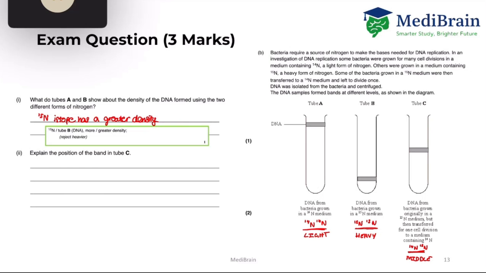We can say that DNA, we've already mentioned it, that one strand will have 14N and one strand will have 15N. So all we need to say is that one will have the 14N strand, one will have the 15N strand. And basically that's a mixture of the densities. That's what we're going to point towards.